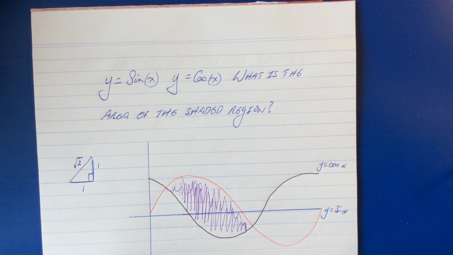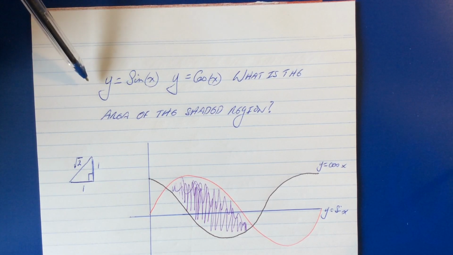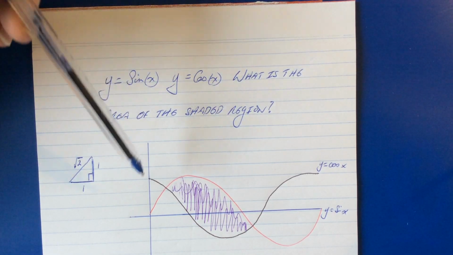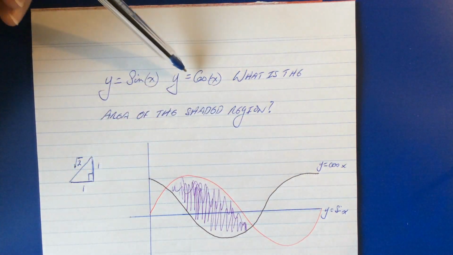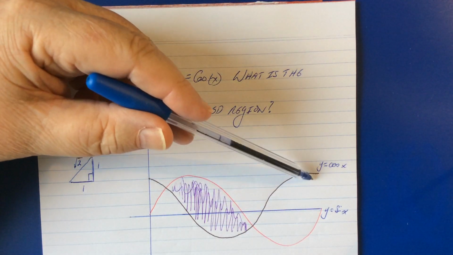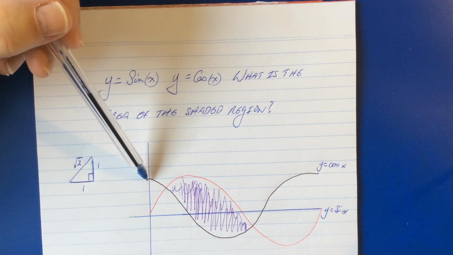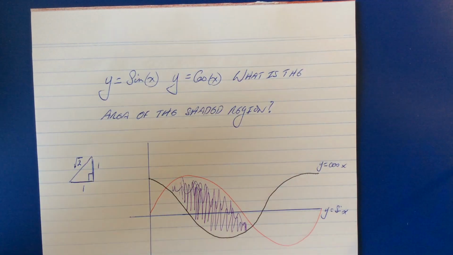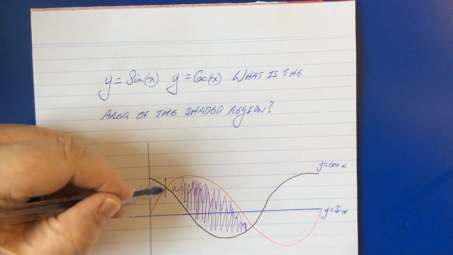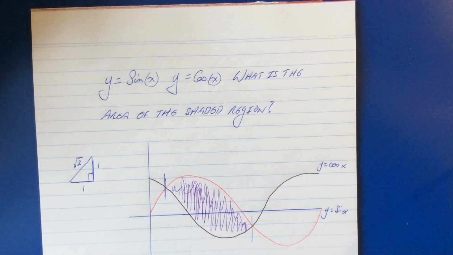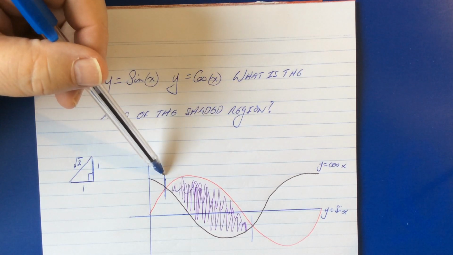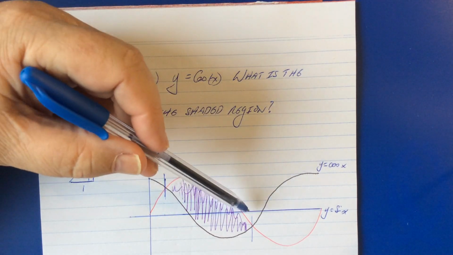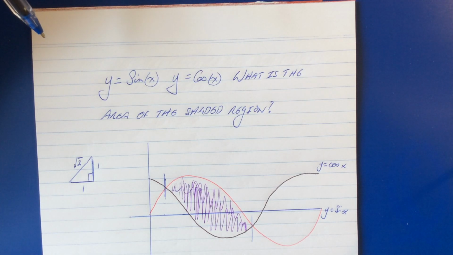And here we have, badly drawn, as usual with me, the graphs of y equals sine x, which is the red, and y equals cos x, which is the black here. And we've been asked to find the area of the shaded region, which is between 2 points of intersection on these graphs. So the first thing that we need to work out is what is this point on the x-axis and what is this point on the x-axis.